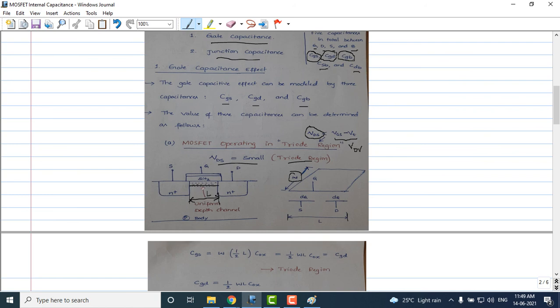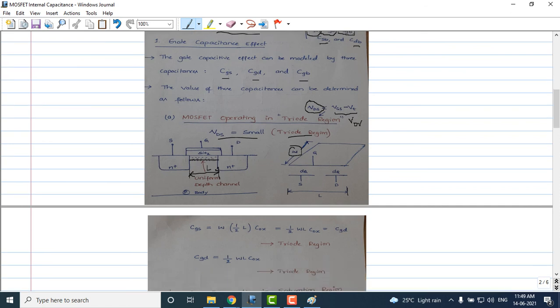Since the channel region has a uniform surface because of equal charge distribution, since VDS is kept very small. So let us see the capacitance of this. The first capacitance we are seeing associated with the gate is CGS, the capacitance between the gate and source. Another capacitance is the capacitance between gate and drain. Now let us write the math equation for this CGS.